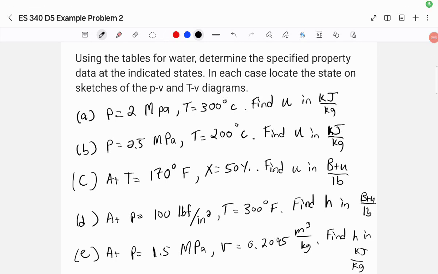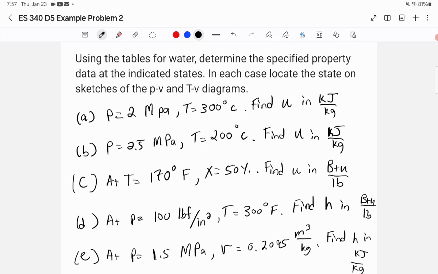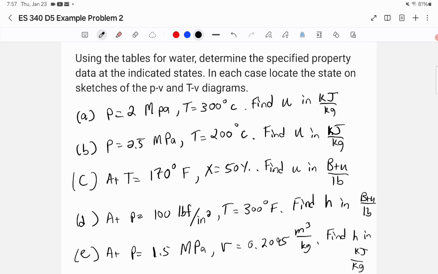Hello and welcome once again for another example problem. We'll be using the tables again, and we'll see how to find things, a couple of different ways for interpolating and things like that. Okay, so let's jump right into it.